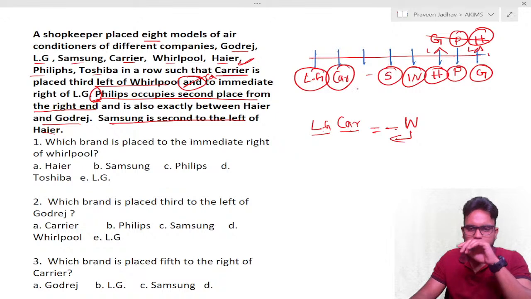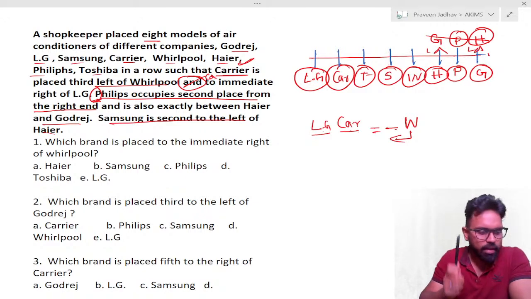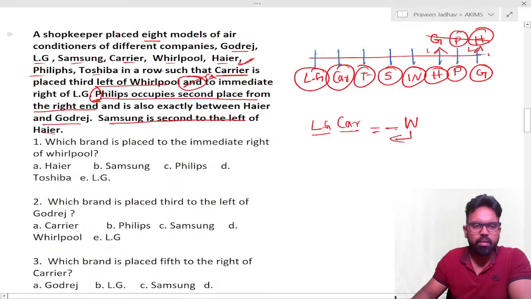Which is the only brand that is left out? Toshiba. Toshiba can be kept here. Getting it? Everyone? Anybody any doubt? Is it easy? No. Which brand is placed to the immediate right of Whirlpool? Harrier is placed immediate right of Whirlpool.